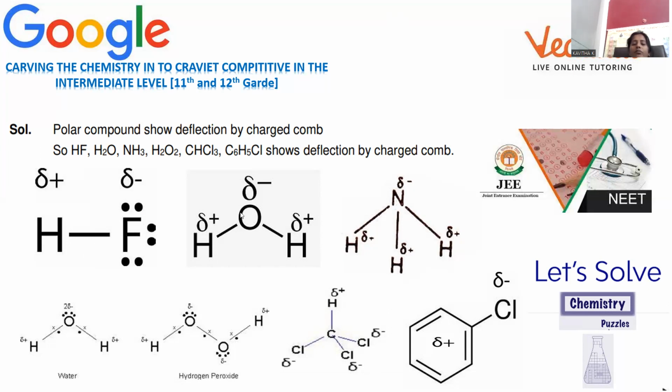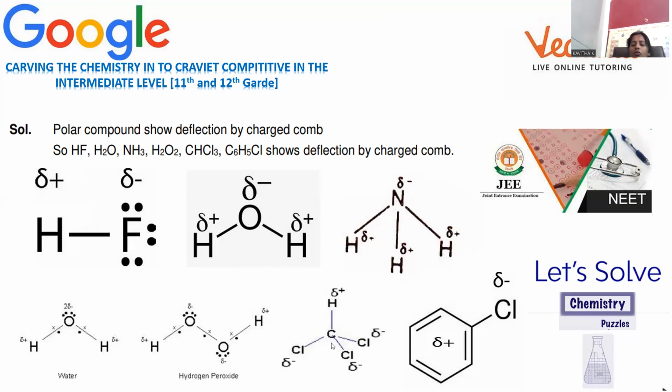And water also has electronegative oxygen acquiring partial negative, and always hydrogen with the partial positive. And ammonia, nitrogen, again being electronegative, acquires partial negative, and else all the hydrogens are accompanied with partial positive charges. When you go to the hydrogen peroxide molecule, hydrogen has the partial positive, oxygen has the partial negative charge, you can clearly notice this. This is an open book model.